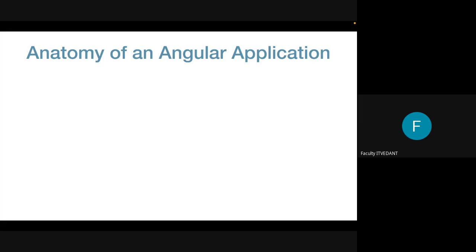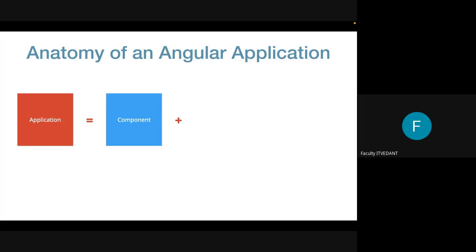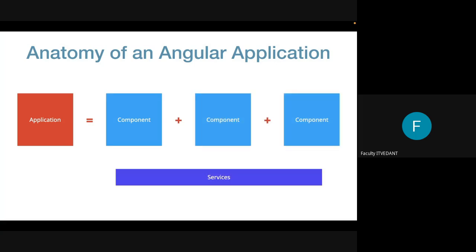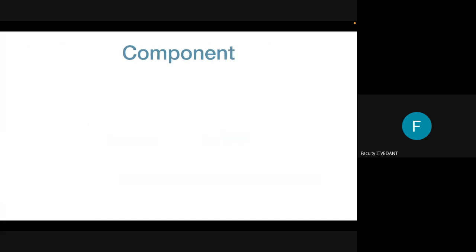So anatomy of an Angular application means: what all things will your Angular application contain? First of all, your application will contain components. There will be a lot of components. It will have services. Services are used to communicate between your backend and front end, and also to share data between multiple components. As I told you, a component can be the smallest unit, like a button can be considered a component. You can create your own custom button as well. That's totally fine. And there will also be modules in your Angular application.